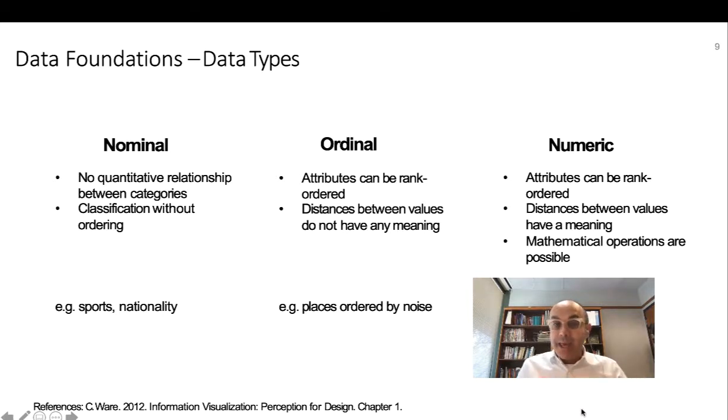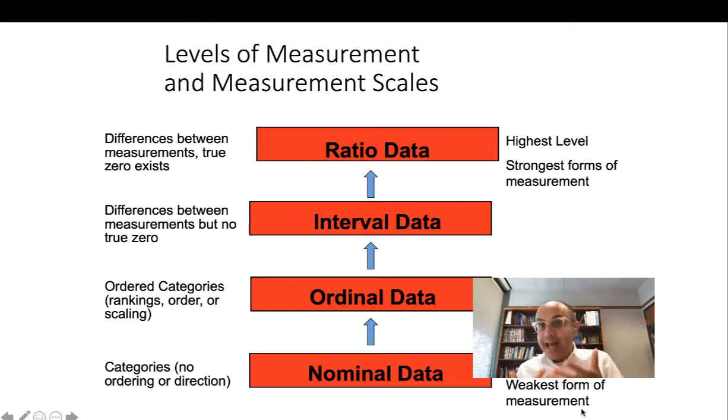So again, with the nominal, ordinal, numeric. Example, sport or nationality is nominal. It's the lowest level. Ordinal is the place ordered by rank, and numeric is the height of a person. It's much more. In that sense, nominal is the lowest level. It's the weakest form of the measurements. Ordinal is a little bit higher, which is the ranking.